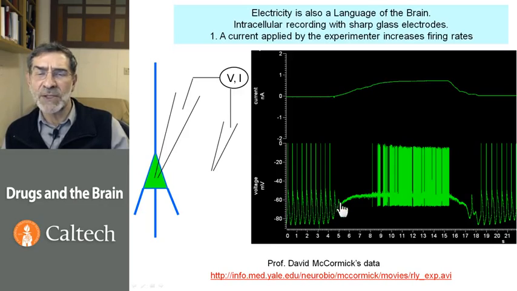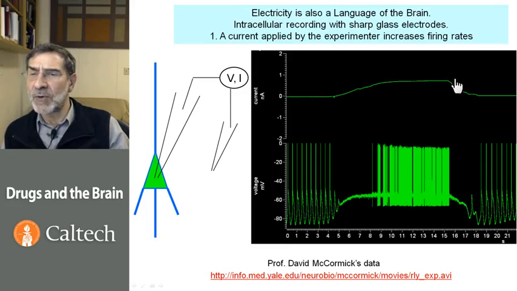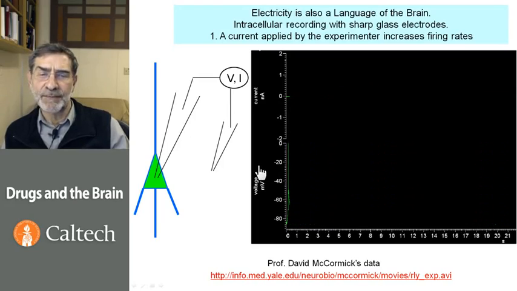The neuron starts off without a real resting potential because there's no straight line here. Then David McCormick passes some current through the electrode, depolarizing the neuron, making it less negative, more positive. We get a higher frequency of spikes, although there's a no man's land in between, which is quite interesting. And then he takes the current away, and we go back to a low frequency of spiking. So let's watch the experiment as it was recorded.